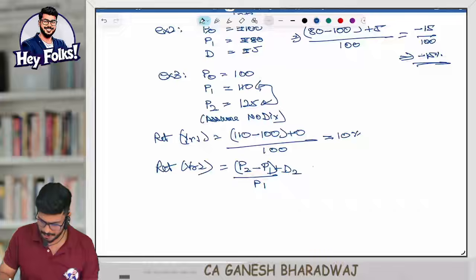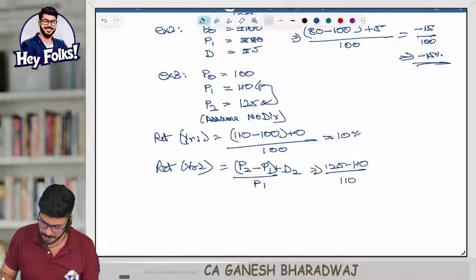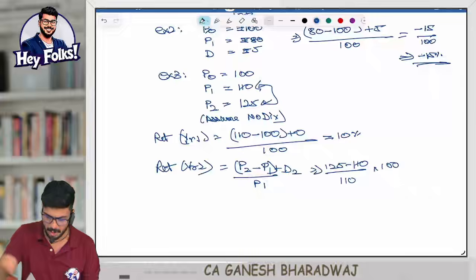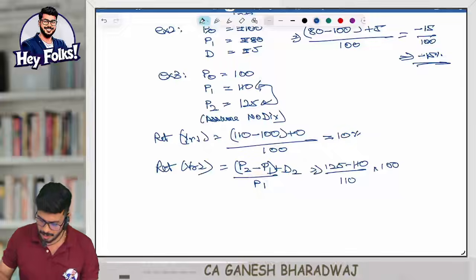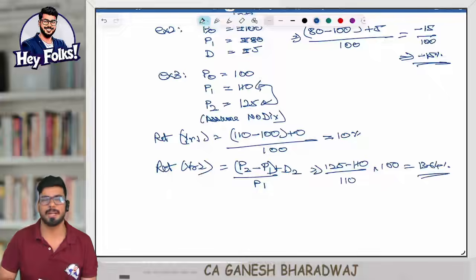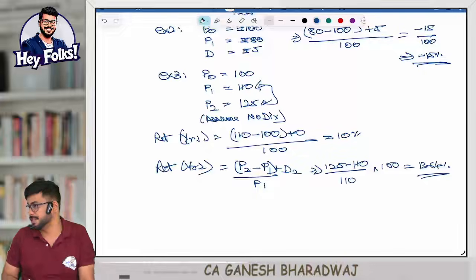So in this case, it's going to be 125 minus 110 upon 110, into 100. So whatever it is, come on, quickly tell me the calculation. It's coming out to 13.64 percent. Right? Are you all able to understand this? Any issues, guys?